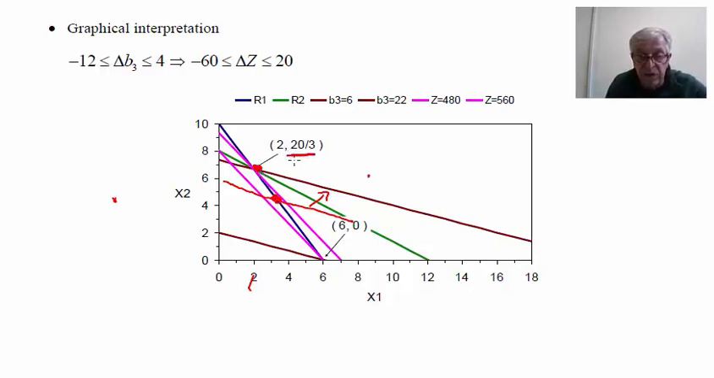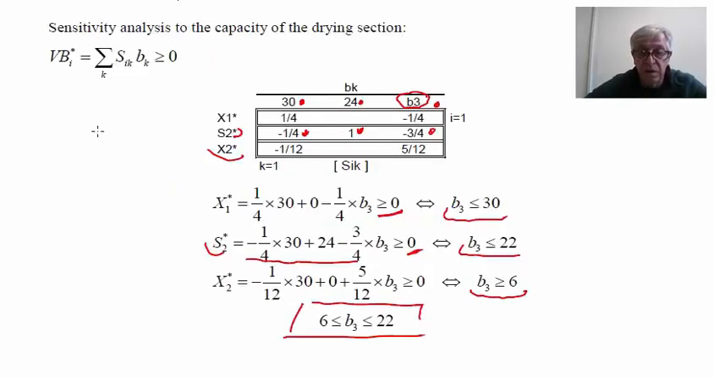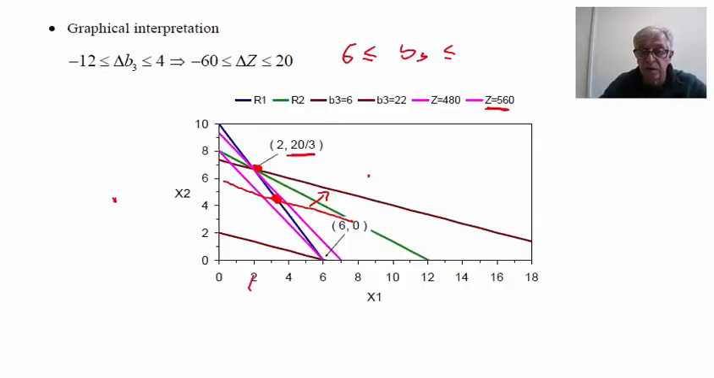So the optimal will move to that point. Since we can evaluate the coordinates of that point, we can evaluate the value of z there. But we also know that b3 must change between 6 and, let me check here, 22. Okay, so 22. But we have 18 in the original situation. So increasing it from 18 to 22 is 4 more hours.